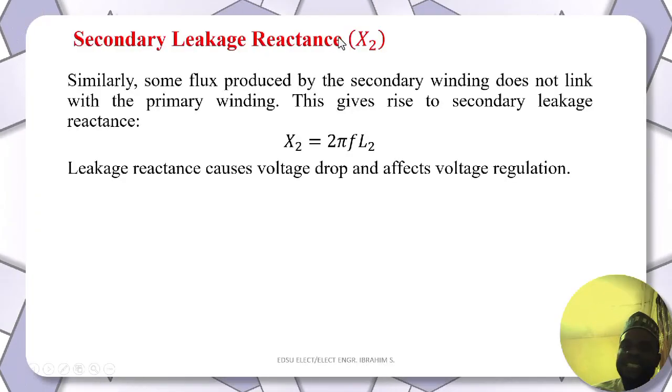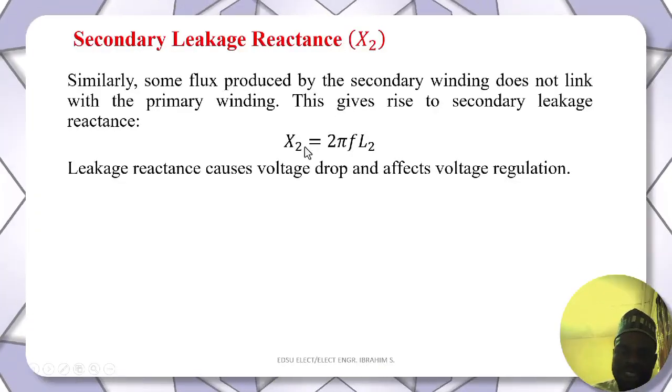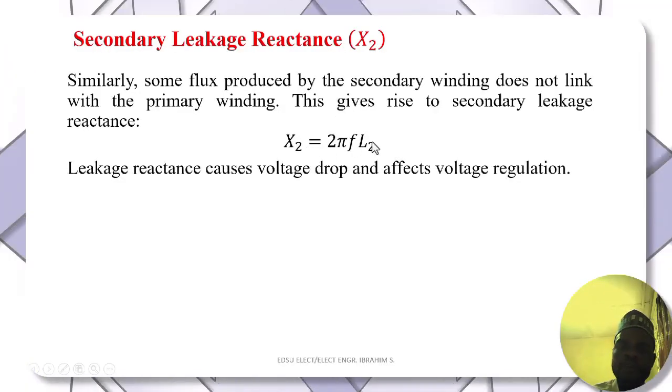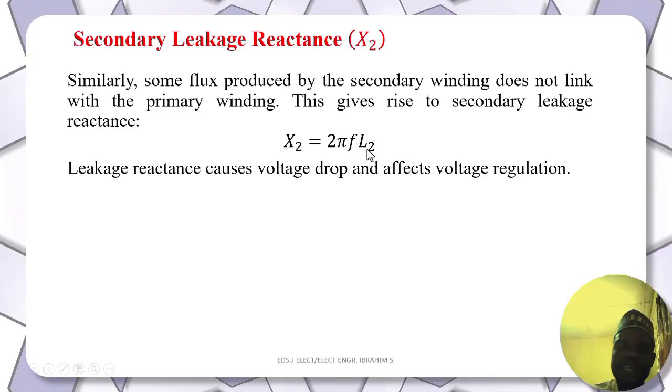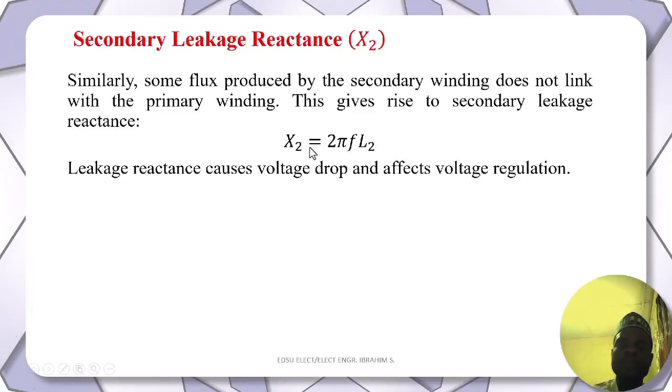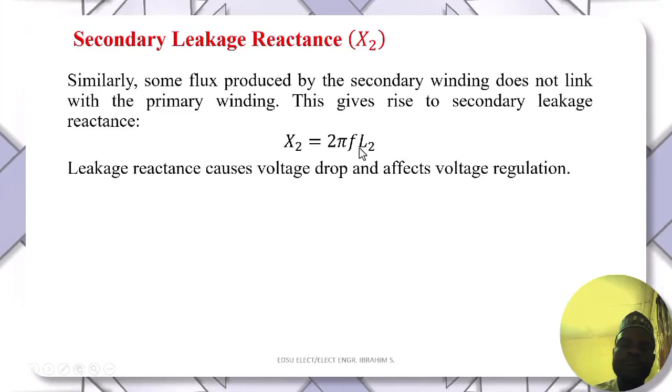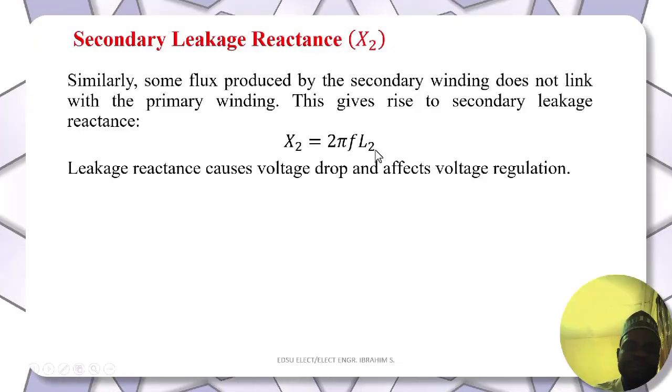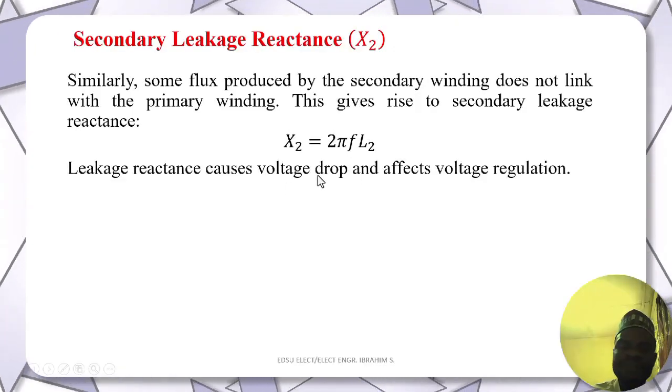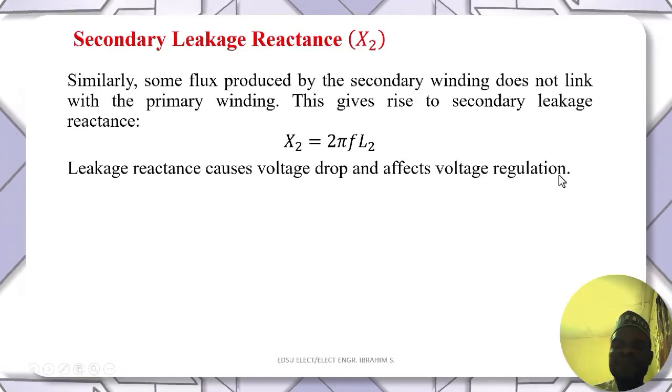So we also have the leakage reactance. At the secondary winding, we also have the secondary inductor. So our X will be 2πF L2. Leakage reactance causes voltage drop and affects the voltage regulation.